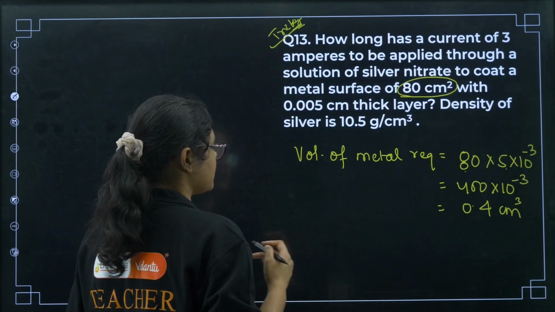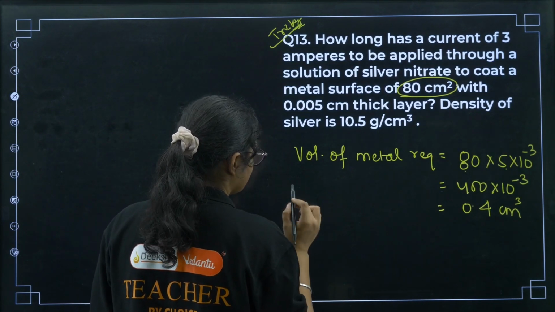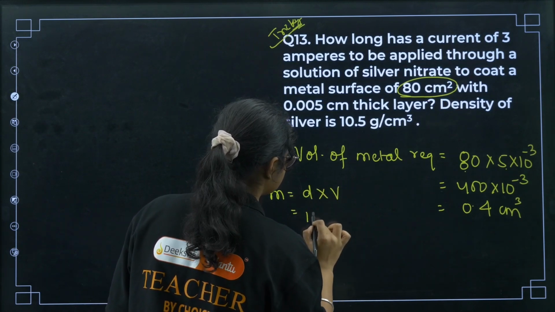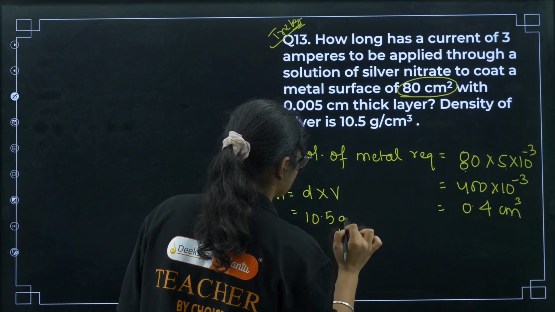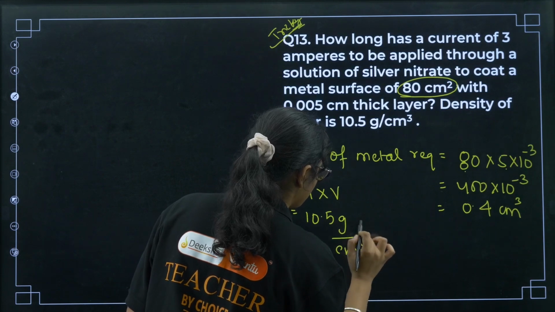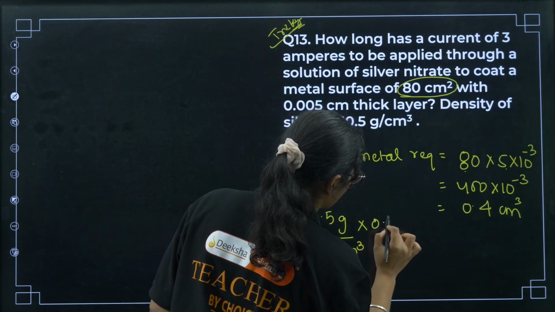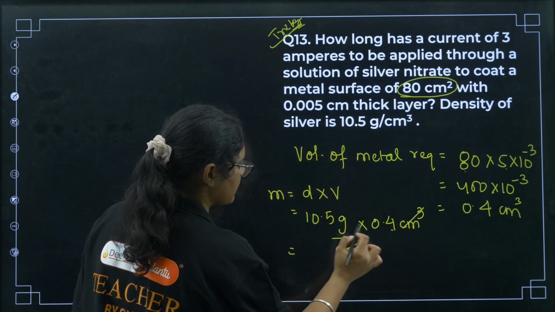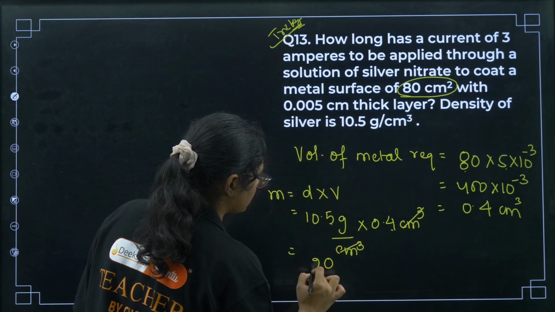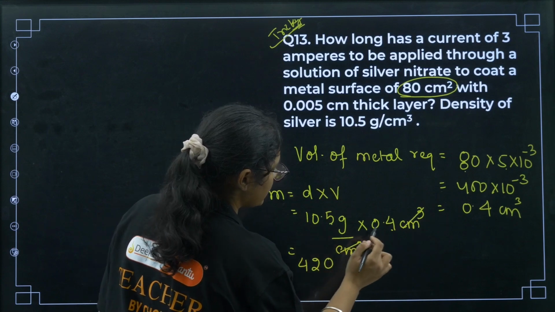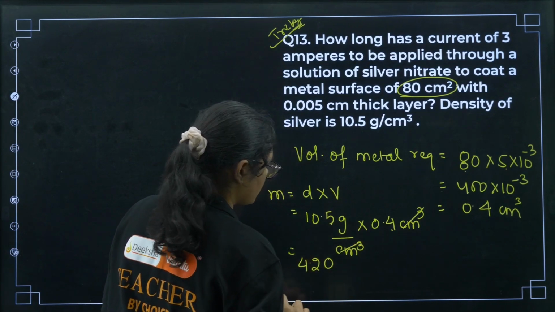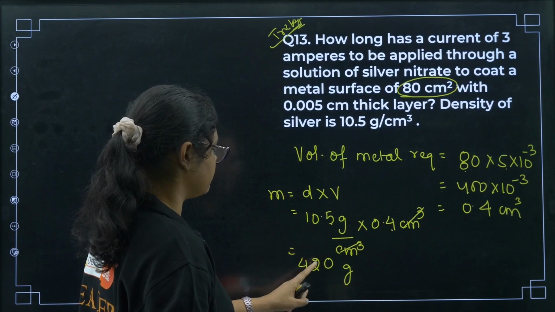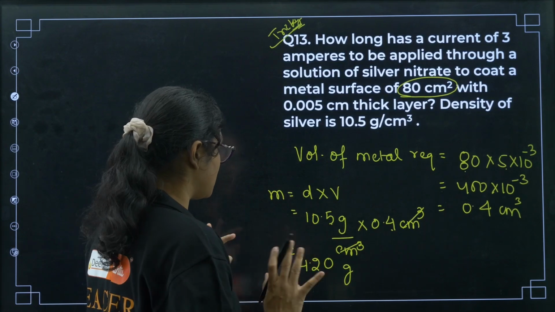Now after that we also have the density. So density is equal to mass by volume, so mass is equal to density times volume. The density is 10.5 gram per centimeter cube and the volume is 0.4 centimeter cube. If I multiply, 4 fives are 20, 4 zeros are 0, 4 ones are 4. So we will get 4.20 gram. So the mass is done.